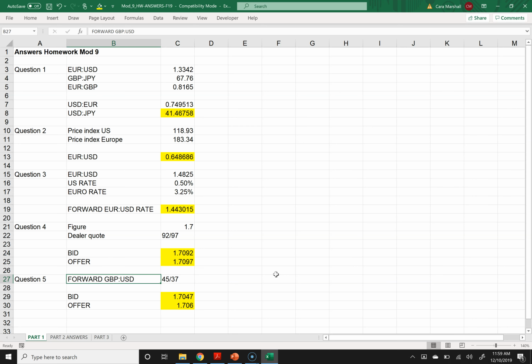The fifth question here looks at how you calculate the forward FX rate. Not even how you calculate it, but given a dealer quote. So this time we have the larger number in front of the smaller number, and of course that means we have to subtract these values, these pips, from our answer from above. So that's what I did here. Just took 1.7092 minus 45 pips and 1.7097 minus 37 pips. So that gets you those results.